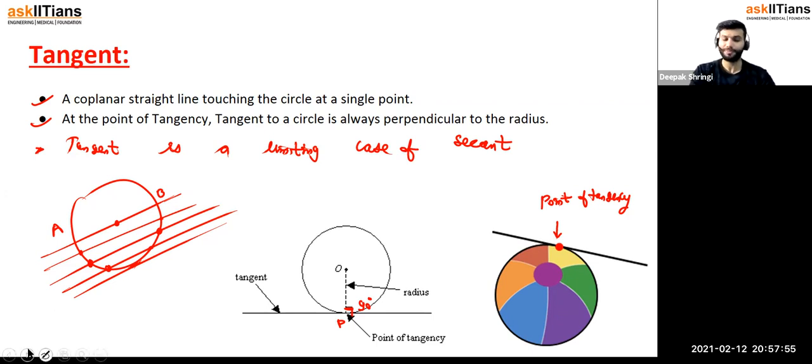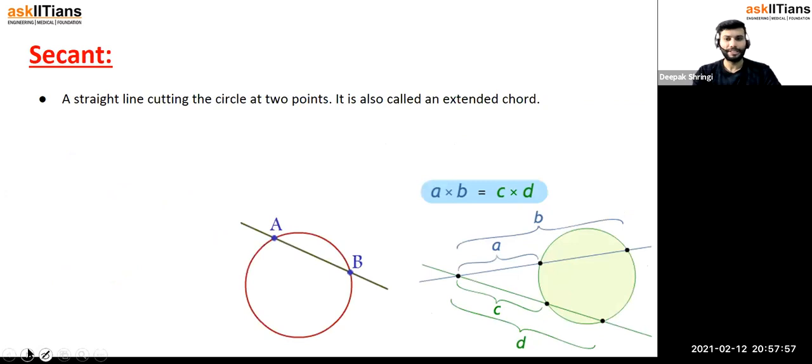Got it? Okay. Secant, I already told you guys. What is the meaning of a secant? A straight line that cuts the circle at 2 points is called a secant, also called an extended chord. Okay, it has a property, a very good property. Suppose there is a secant, okay, there is a circle, okay. Now here we have any secant.